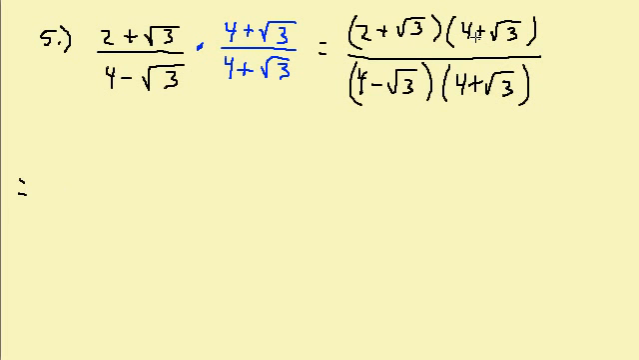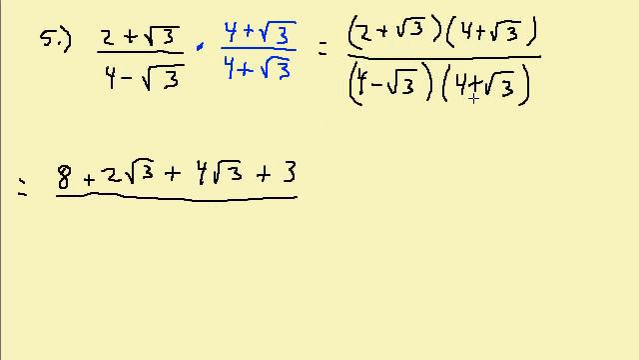And this is going to equal, so when I multiply this, I use the FOIL method. You can watch one of my other videos, operations on radicals, and I explain that more in that video. So here I have 2 times 4 is 8, 2 times square root of 3 is 2 square roots of 3, plus square root of 3 times 4, 4 square root of 3, plus, and then square root of 3 times square root of 3 is just 3.